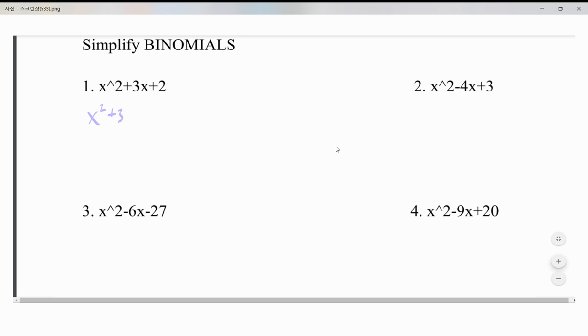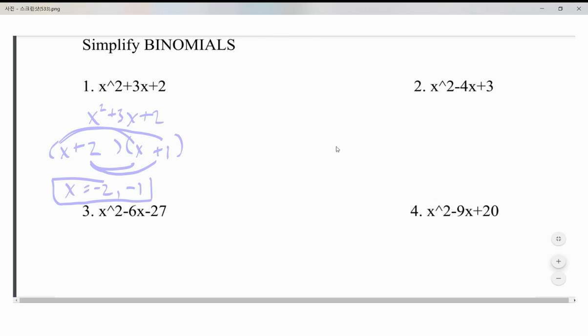Okay, x squared plus 3x plus 2. I'm assuming you know your foiling and your factoring. You have to know them. (x plus 2)(x plus 1). You know why? x squared plus x plus 2x, which is 3x, and then plus 2, right? So, yeah. x equals negative 2 and x equals negative 1.